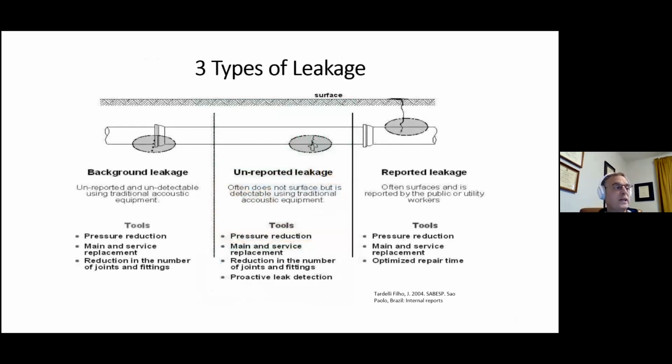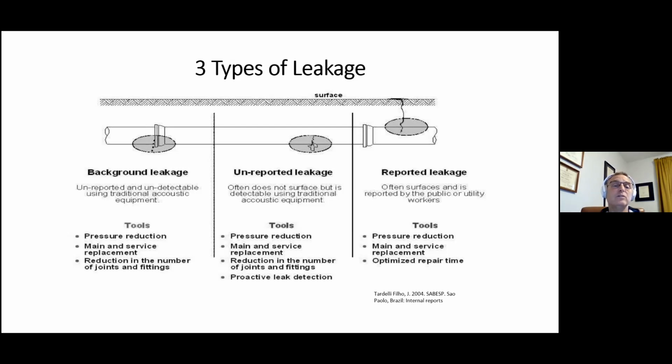So to talk a little bit about leakage, because it's important to understand the different types of leakage. If we're going to try to control it and reduce runtime, we need to understand what it is we're looking for. And there's three types of leakage that utilities have to deal with. Starting on the far left, we'll talk about background leakage. That's the leakage that you'll see at every joint pretty much in your system. It's a little bit of weep here and there.